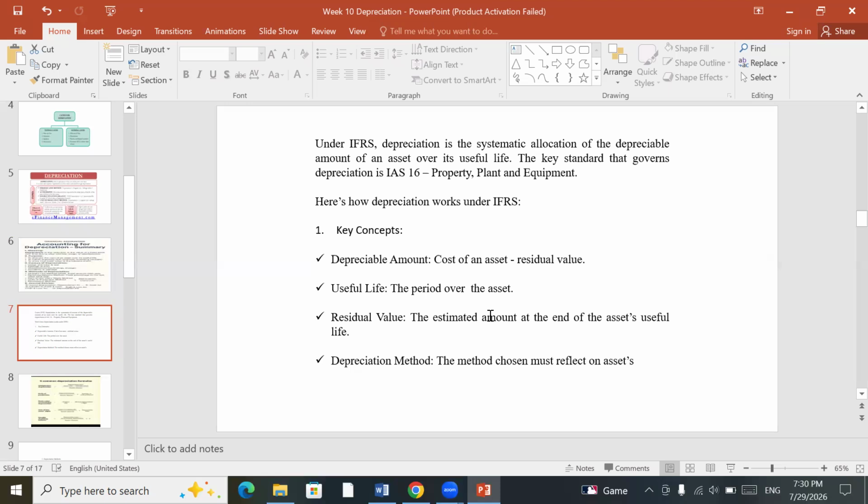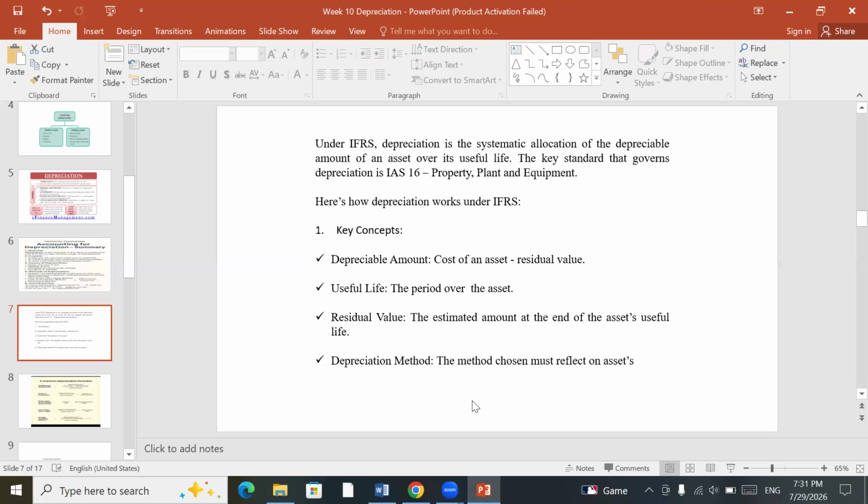Useful life is the period over which the asset is used. How many years will the asset run, or what is its expiry date? This is the useful life. Residual value is the estimated amount at the end of the asset's useful life. This is the residual amount.